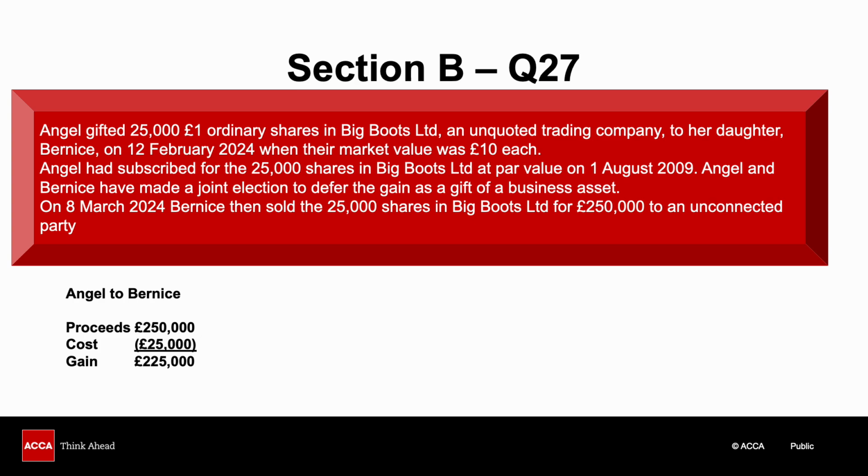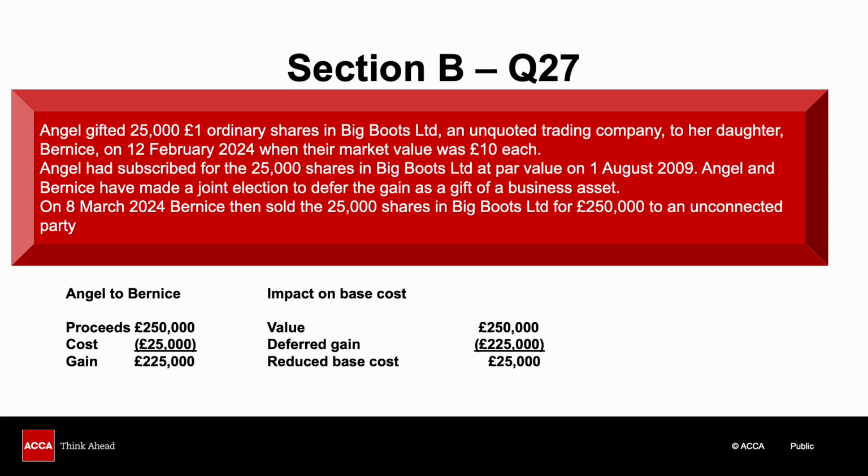We know that they originally cost Angel £25,000 because we were told that they were subscribed for at face value, par value, so that means at £1 each. 25,000 of them, so they originally cost £25,000. So there's a gain of £225,000 there. That gain is what is being deferred under the gift holdover relief. How it gets deferred is it will reduce the base cost of the shares from Bernice's perspective.